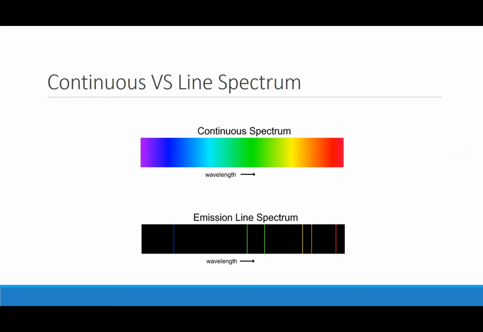Finally, we'll compare a continuous spectrum and a line spectrum. A continuous spectrum is produced when you pass white light through a prism. All of the frequencies or colors of visible light are shown. An emission spectrum is an example of a line spectrum, which has some of the frequencies or colors in the spectrum missing.